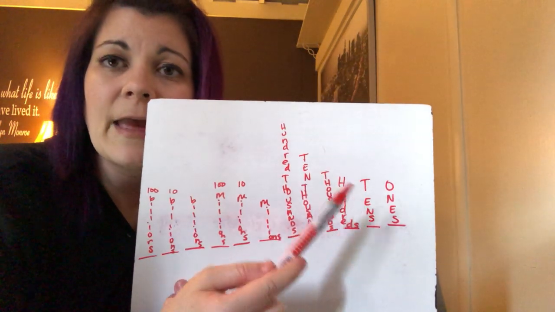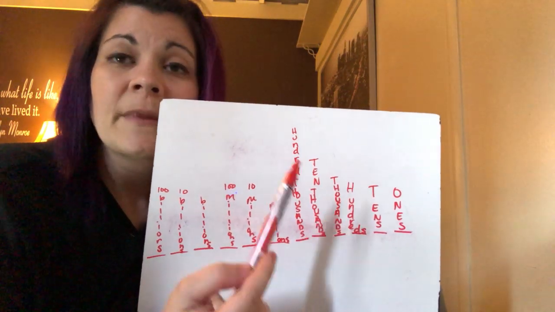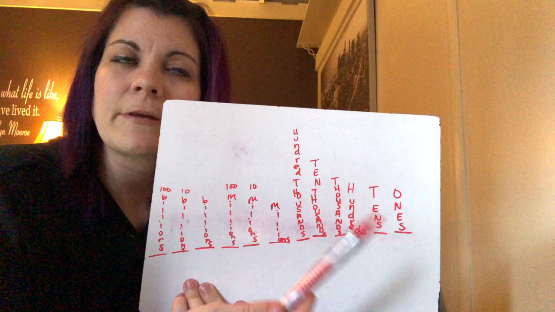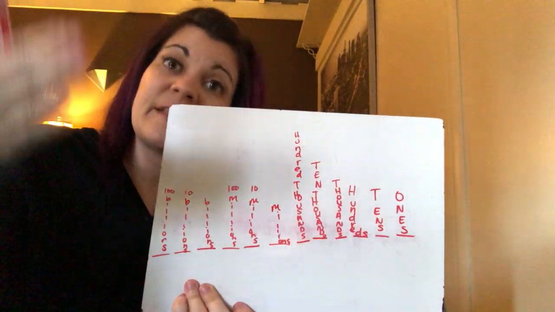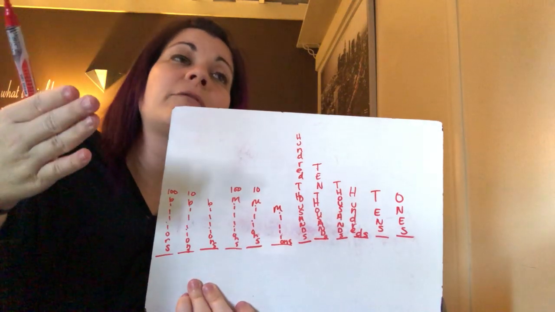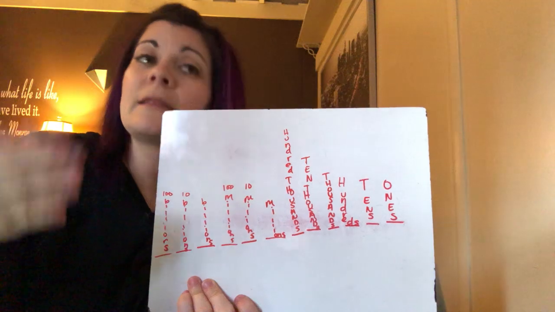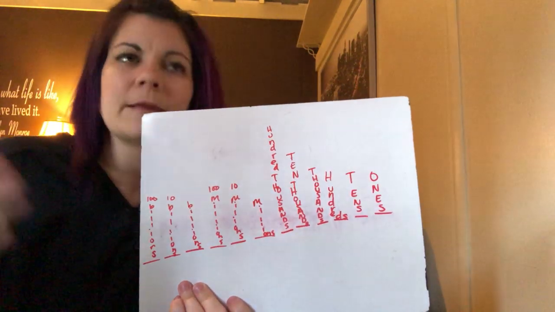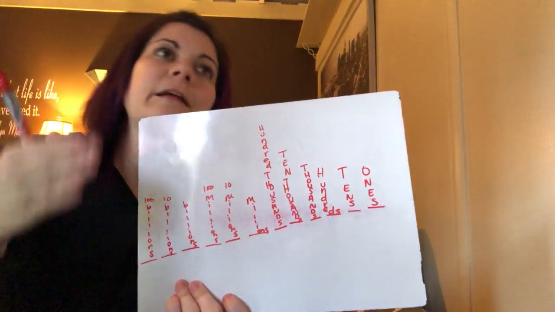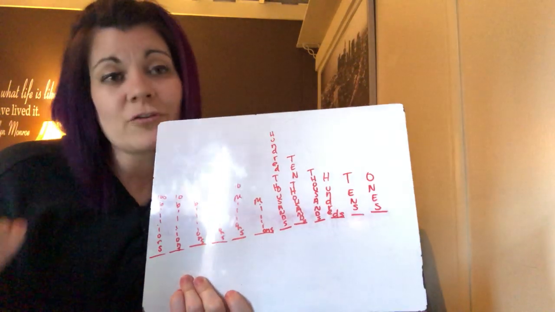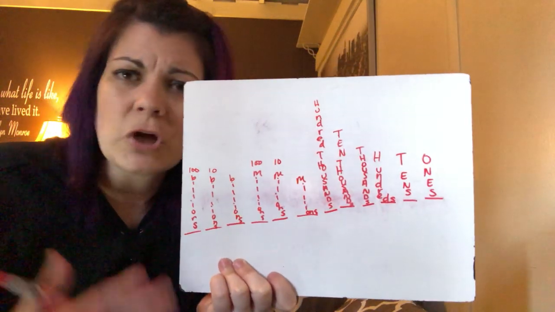So you have the ones, tens, hundreds, and then after the hundreds are the thousands, then the 10,000s and the 100,000s. Then the millions, then the 10 millions and 100 millions, then the billions, then the 10 billions and the 100 billions, then the trillions, then the 10 trillions and the 100 trillions. So place value is just good to memorize.